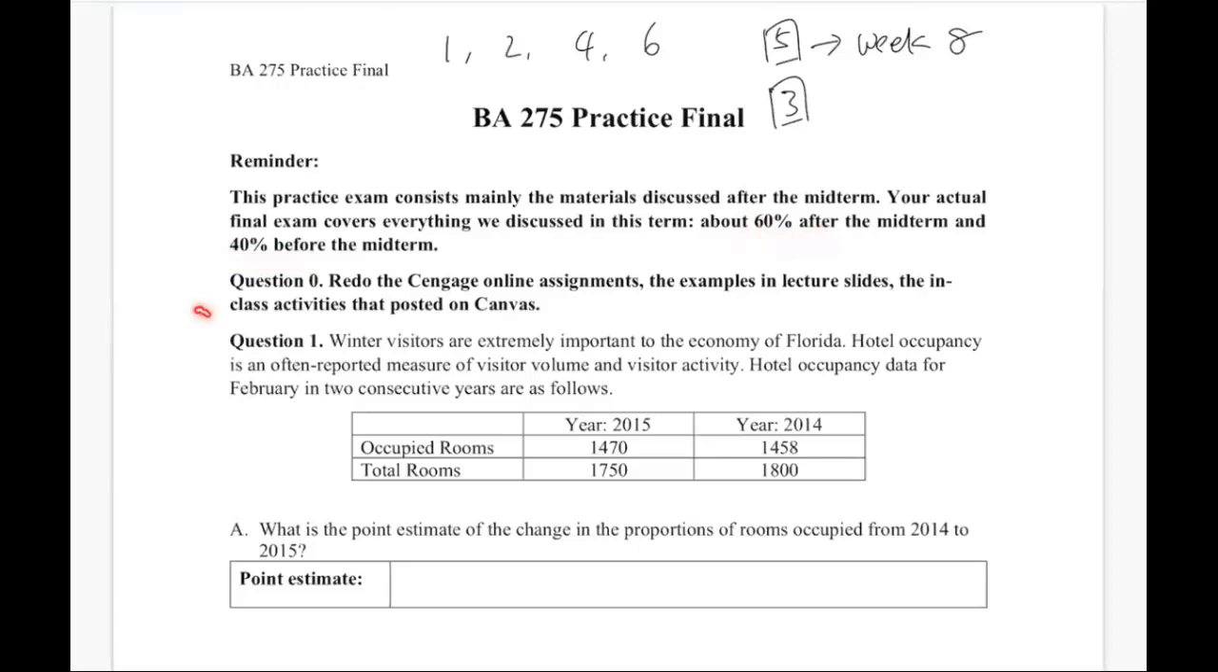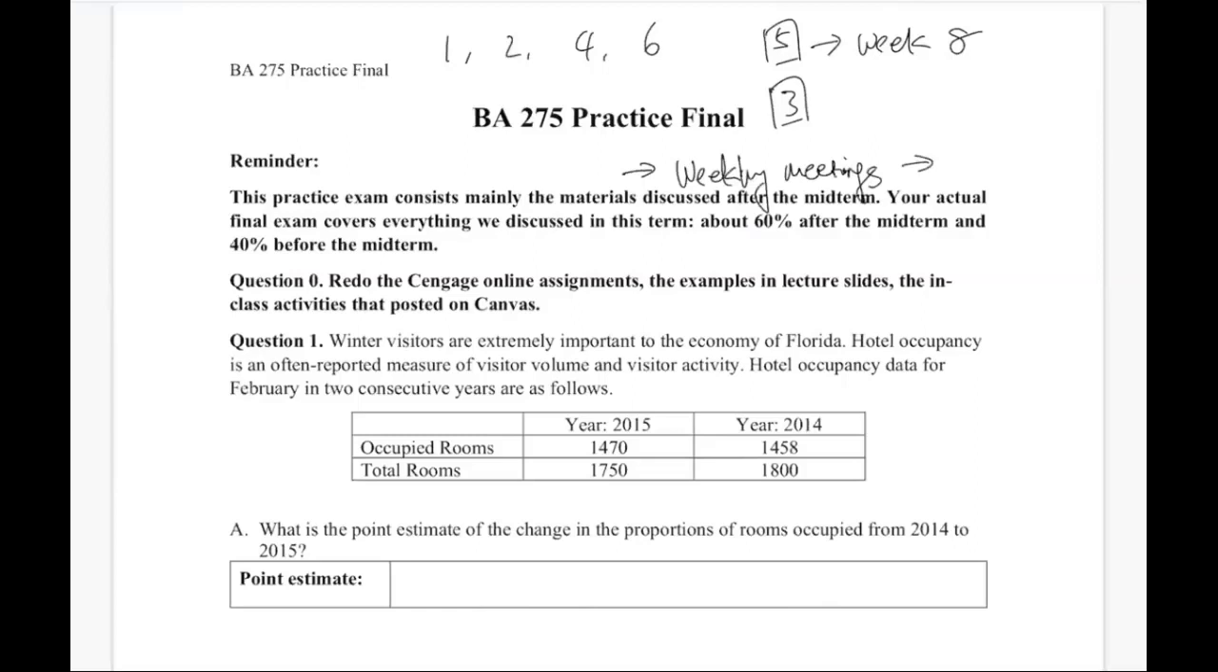Question 0 here asks you to redo the Cengage online assignments and the examples in the lecture slides. If you are under time constraint, for example, if you haven't started, I think we are covering the practice final today. So what you're going to do next is I would recommend you go over the exercises from the meeting sections, the weekly meetings. You want to try those problems there.